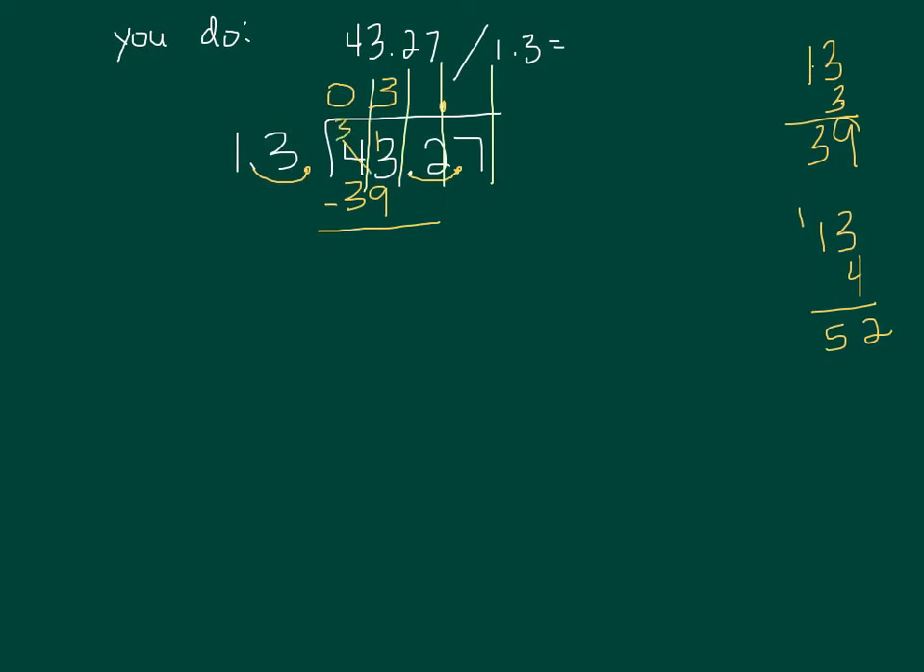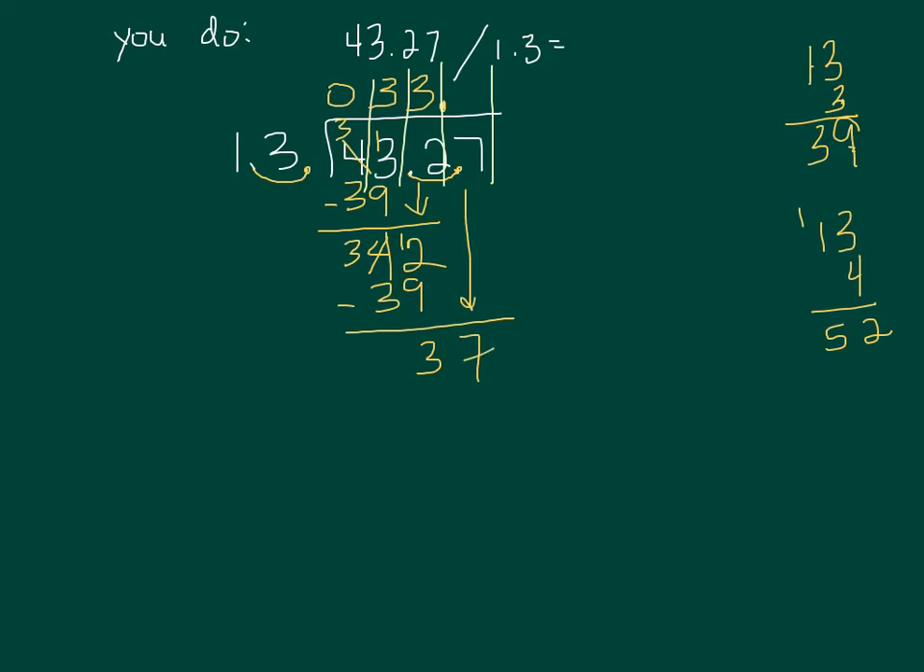Borrow. 13 take away 9 is 4. 3 take away 3 is 0. Yes, my remainder is less than my divisor, so I can continue, bring down the next player. 13 into 42, that's going to be 3 again. Then that's 39. I need to borrow to subtract that. 12 take away 9 is 3. 3 take away 3 is 0. Yes, my remainder is less than my divisor. I can bring down my next player.